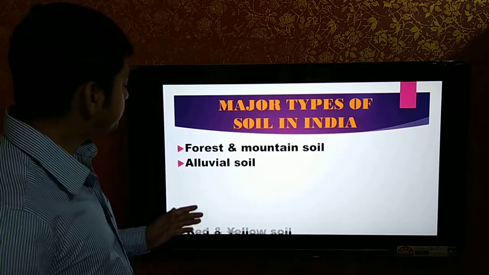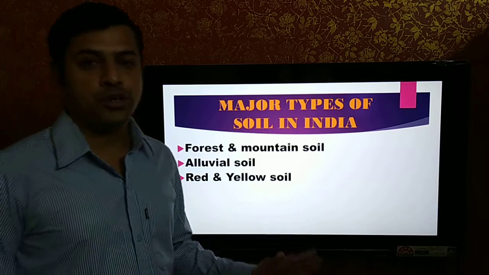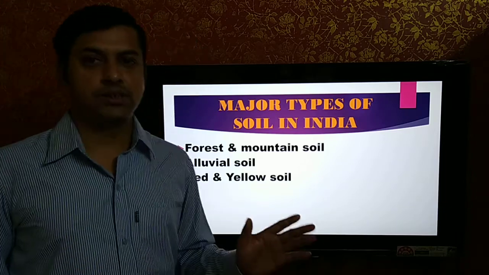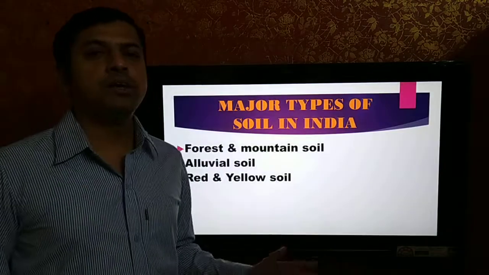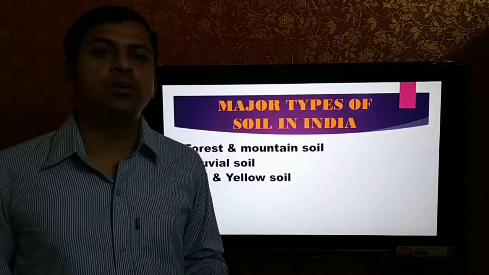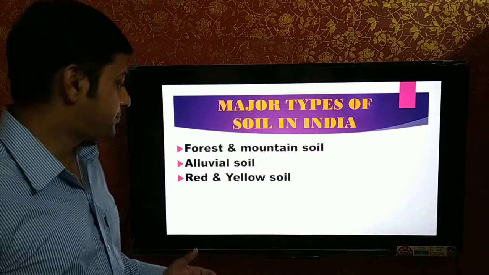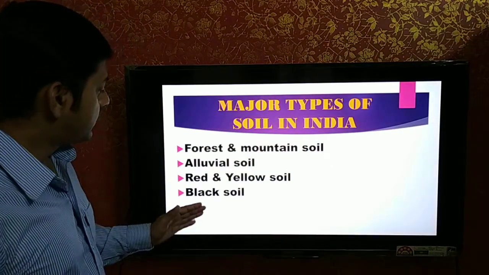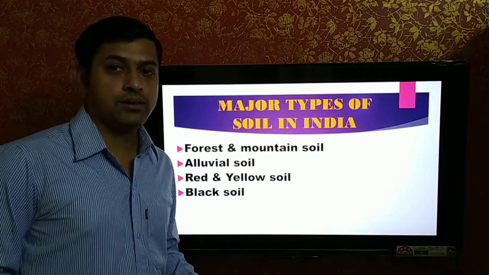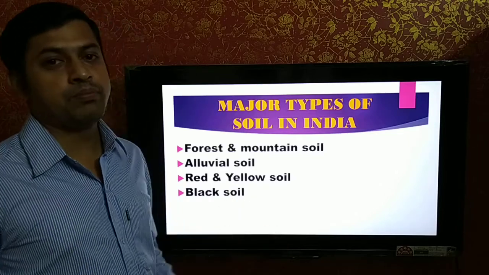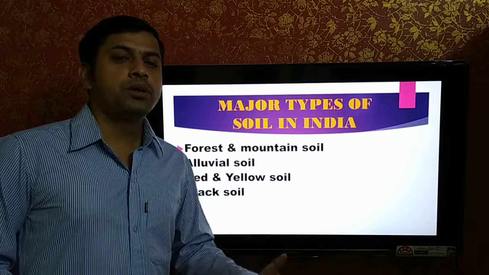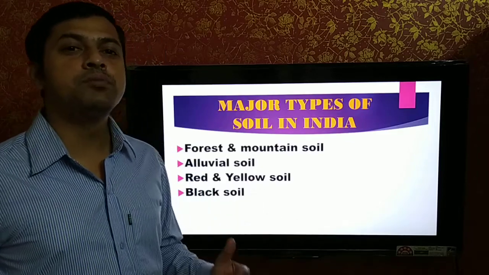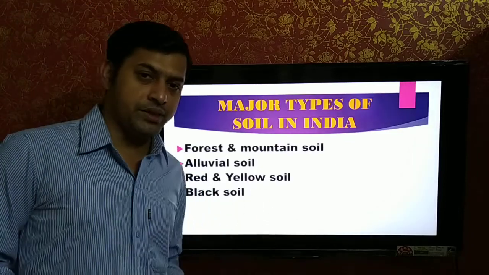Next one is red and yellow soil. It is the second largest soil found in India, mainly found in overall India. Maximum part it is found in the southern part. Next is the black soil. On the Deccan Plateau, black soil is found. Deccan Plateau, it is mainly found in the southern part of India or in peninsular India.